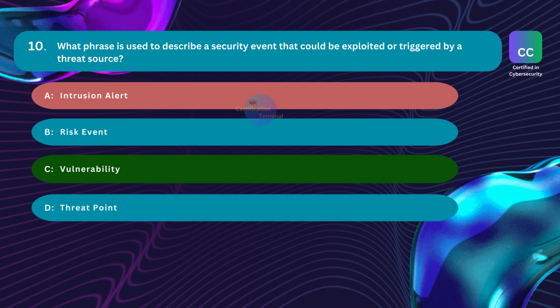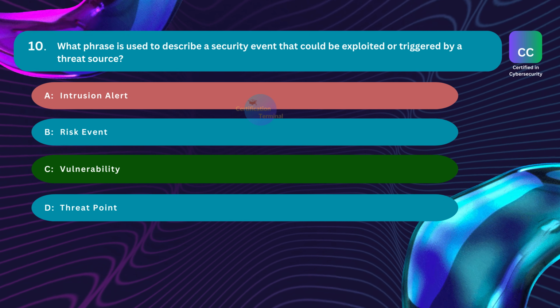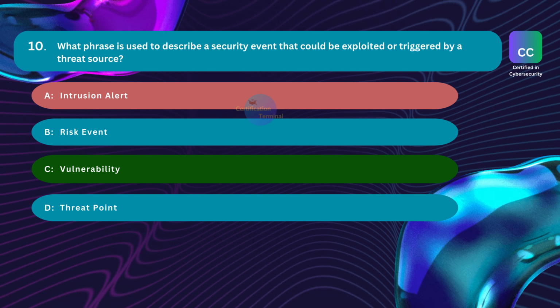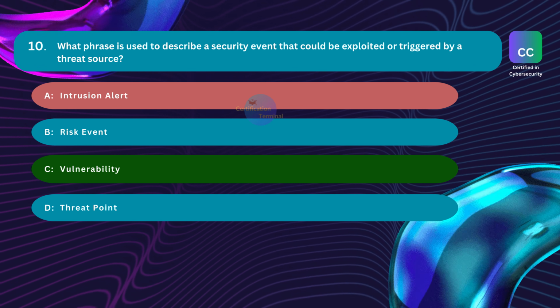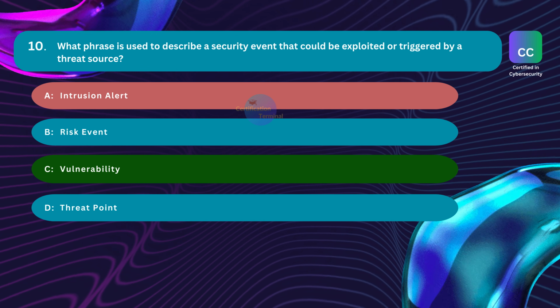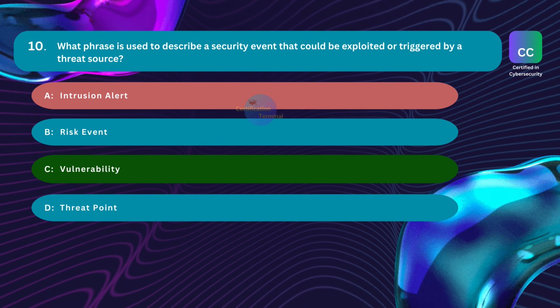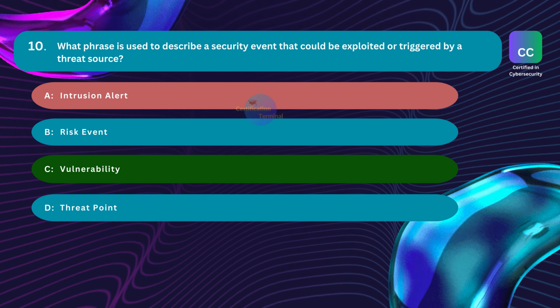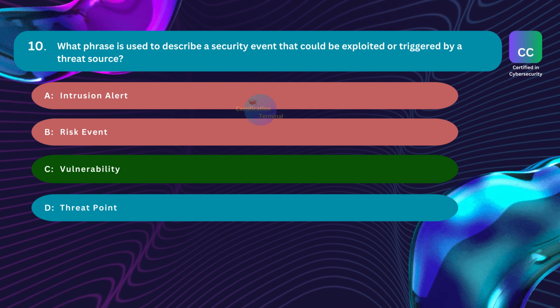Option A, intrusion alert, is incorrect. An intrusion alert refers to a notification or alarm triggered when an unauthorized access attempt or security breach is detected within a system. It's not specifically related to the concept of a security event that could be exploited by a threat source. Option B, risk event, is incorrect.